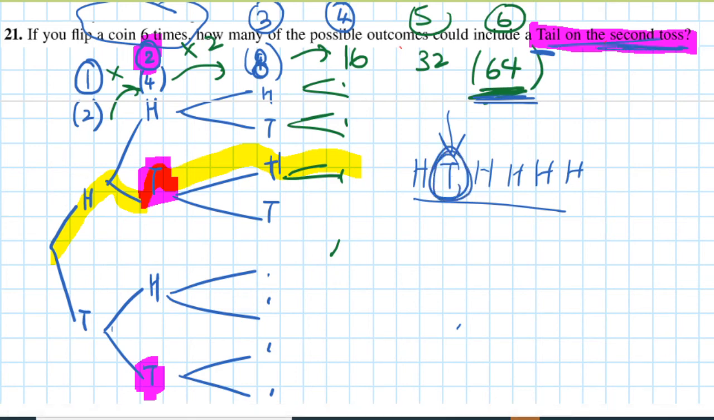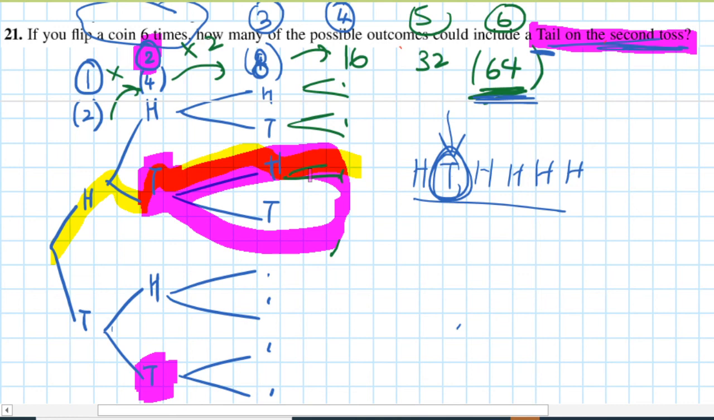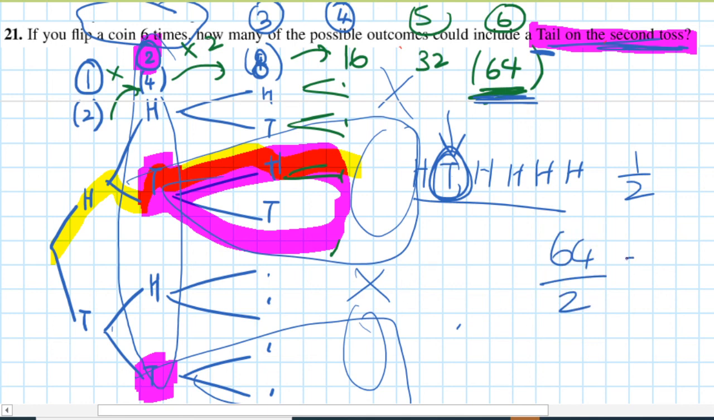So when we look at that second toss, we notice that there's these and these. So for this, we know that this branch here, this group of outcomes here, is going to be a quarter. There's 4 here, so I'm taking a quarter of the solutions. And then I'm going to take these guys as well, so that's another quarter. So in other words, I'm going to have this section and this section, not this section and not this section. So that's a half of all my outcomes. So that's 64 divided by 2, which is 32.